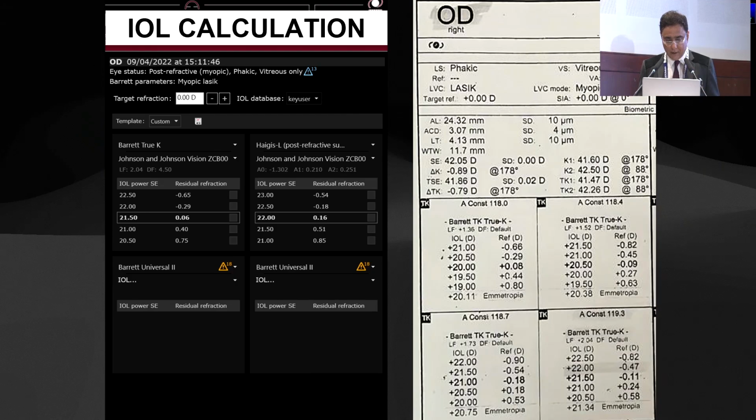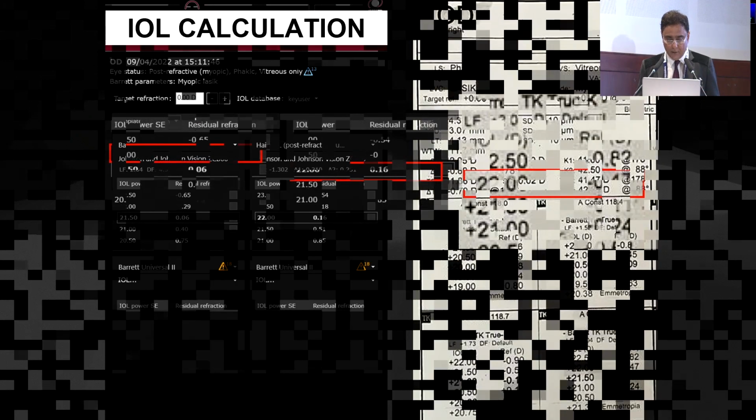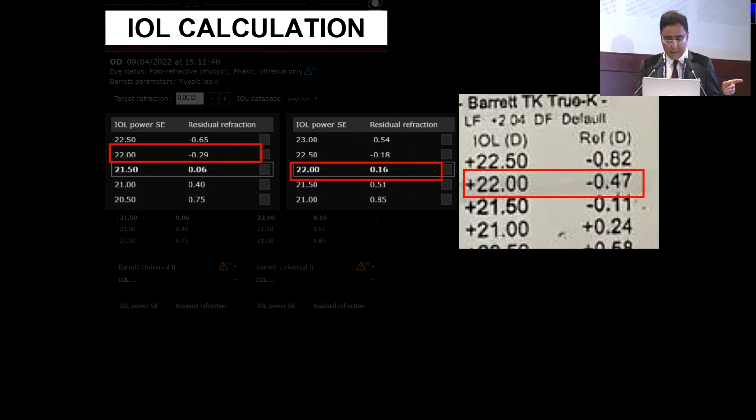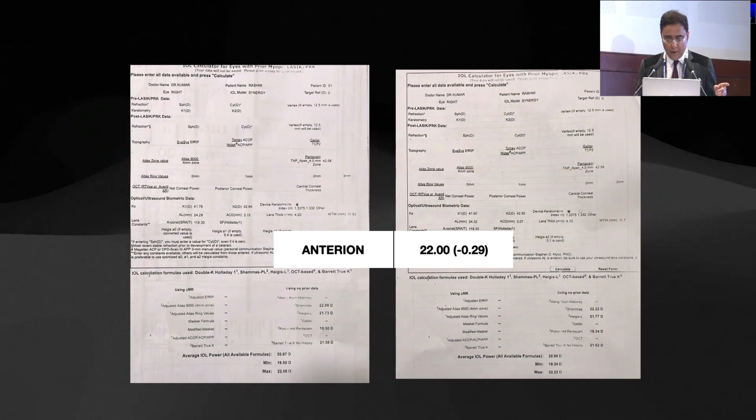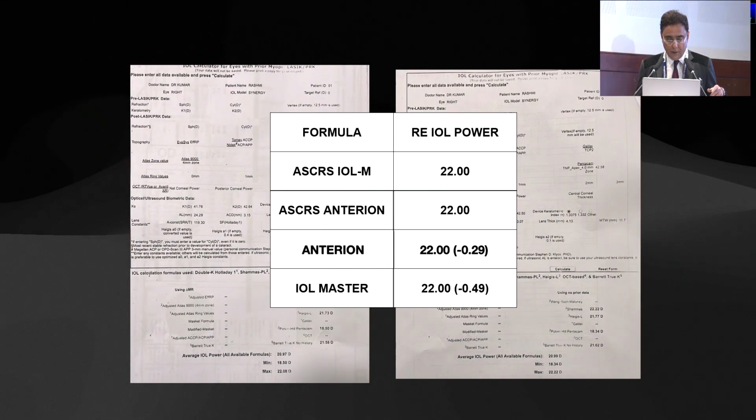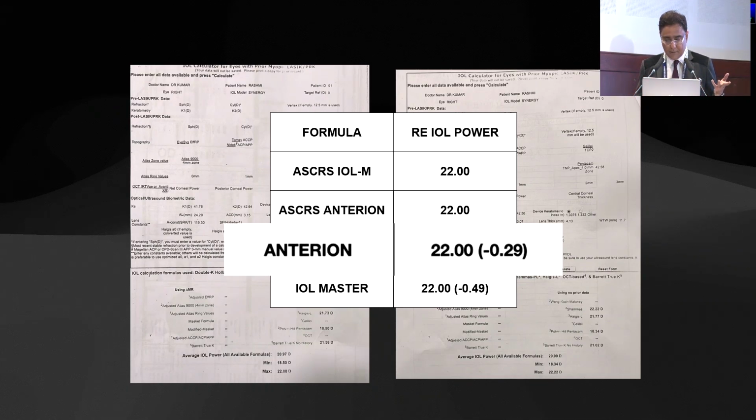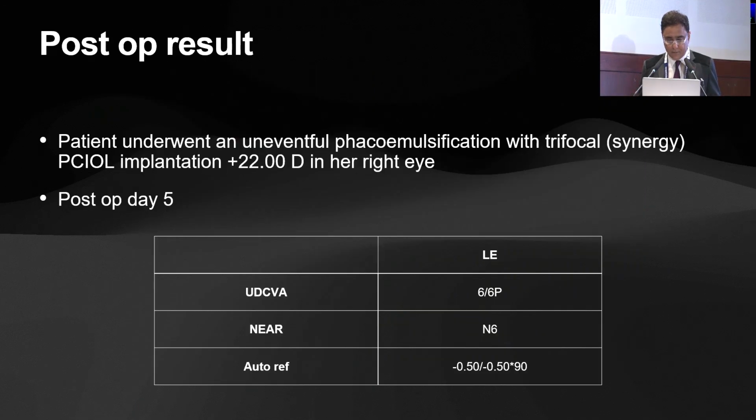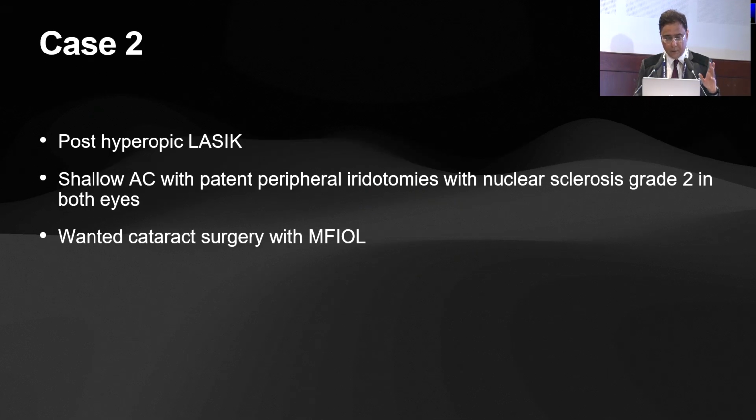Now the IOL calculation for the same myopic patient. You can see that we went ahead. The Barrett said 22, Anterion also said 22, and I did multiple calculations: ASCRS calculation 22, ASCRS Anterion 22, and IOL Master 22. So you can do multiple calculations and yet reach a conclusion. In this patient, I went ahead with a 22 diopter Synergy, and the patient was 6/6 and N6. So with post-myopic patients, you should not have a problem.